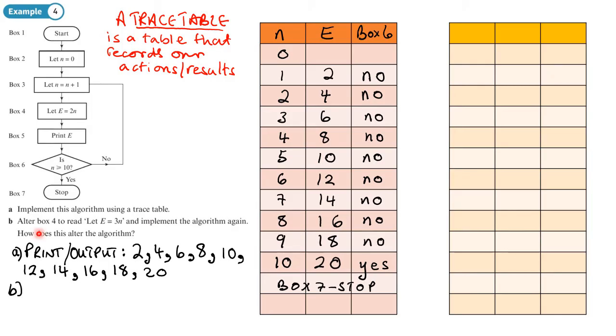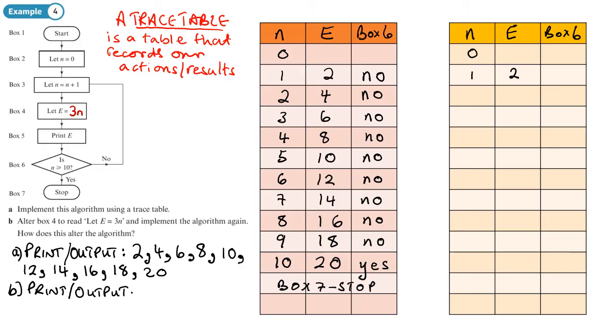Now part B says, alter box 4 to read let e equal 3n. Okay, so let's change that to 3n and see what happens. So we're still going to have the same headings, n, e, box 6, like this. So n still starts off with 0, we still increase it by 1, we double it to get e, we print e, so we're still going to have an output.